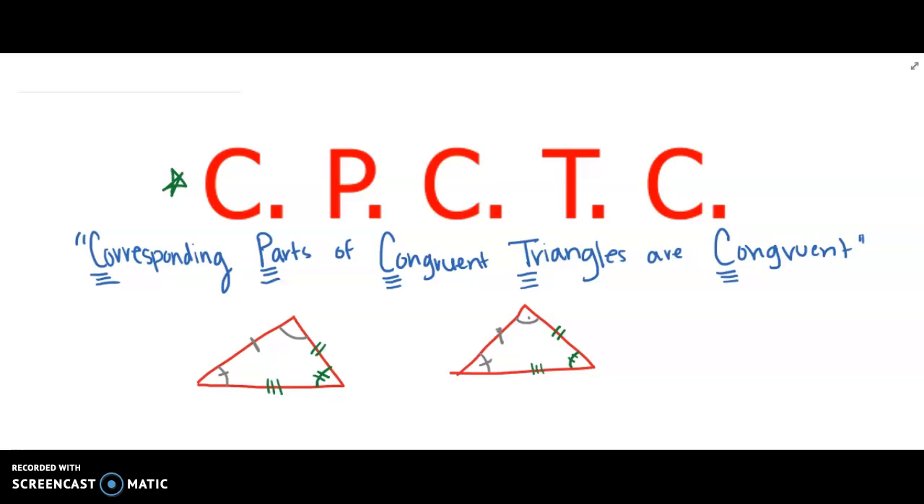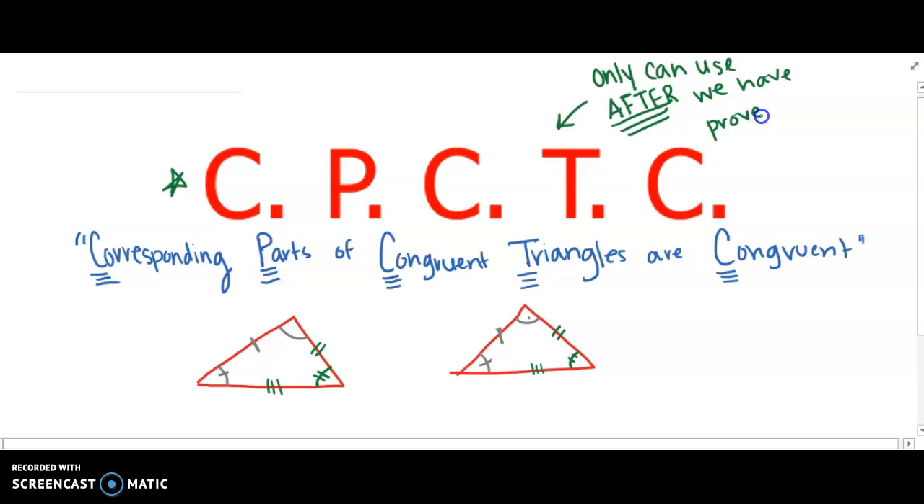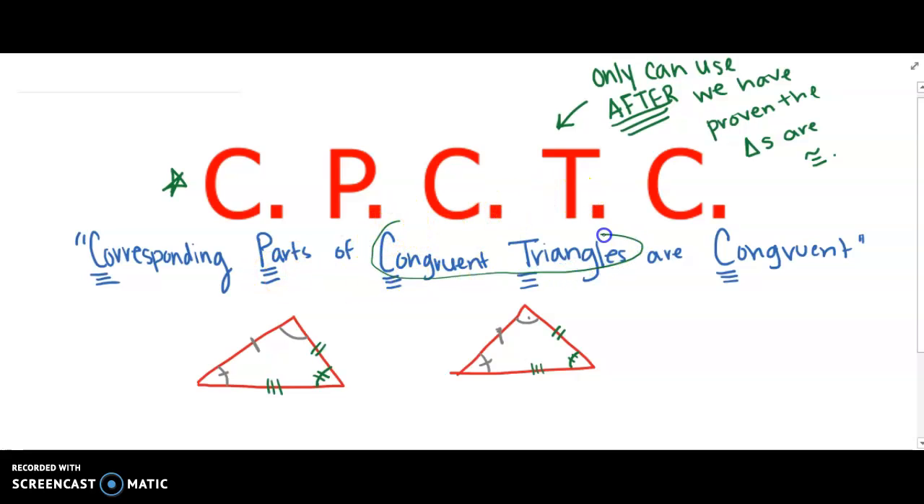Now, I want to make sure we understand that we can only use this after we have proven the triangles are congruent. Guys, if we haven't said that these two triangles are congruent, we can't use this because these pertain only to congruent triangles, okay? Corresponding parts of congruent triangles are congruent.